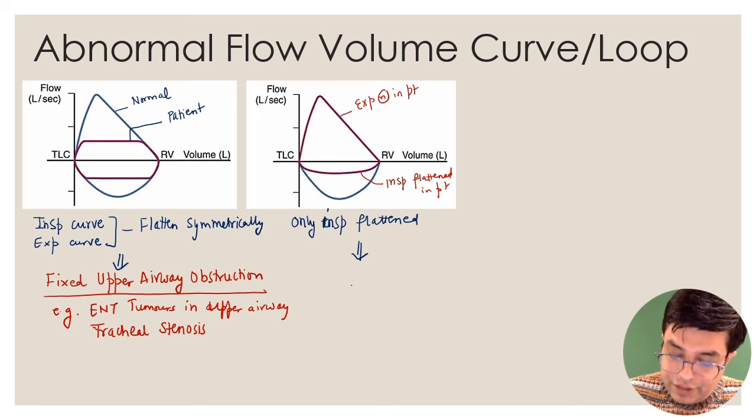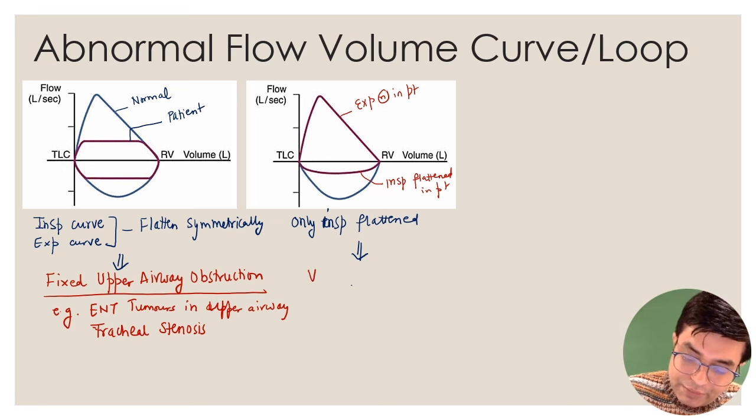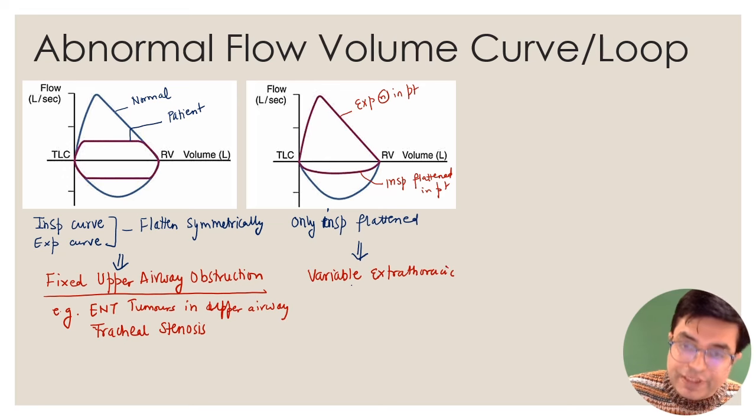What is the concept here? When both inspiratory and expiratory are affected, it is fixed. When only one of them is affected in this type of curve, then it is variable. And within that, you have to see which is getting affected. Because inspiratory is getting affected, this is variable extrathoracic upper airway obstruction.